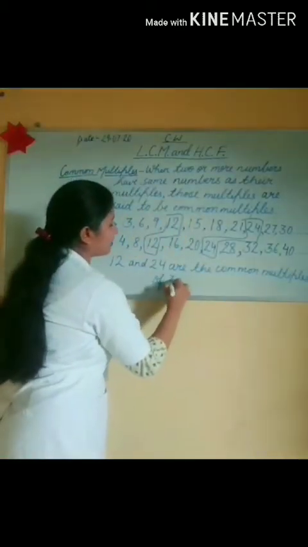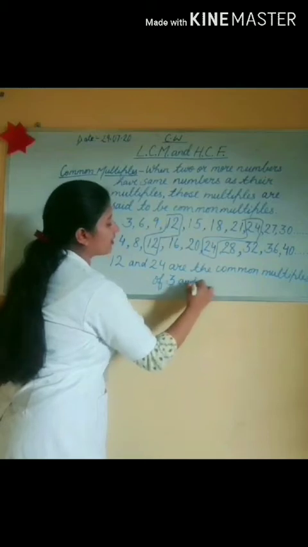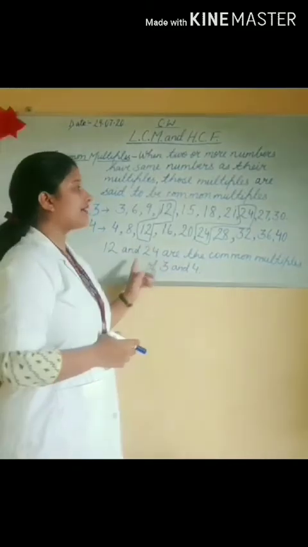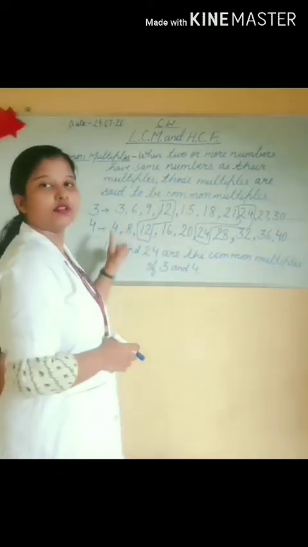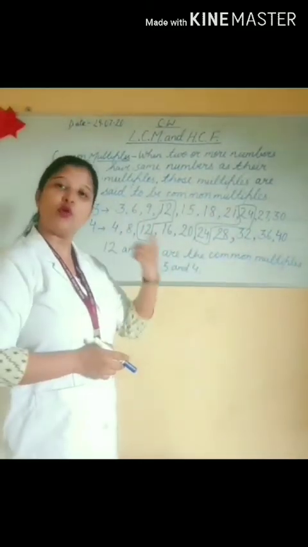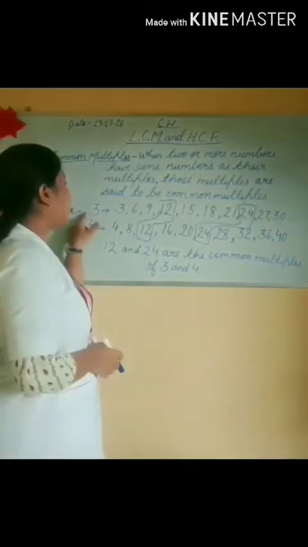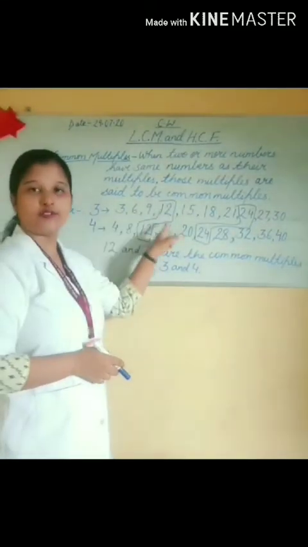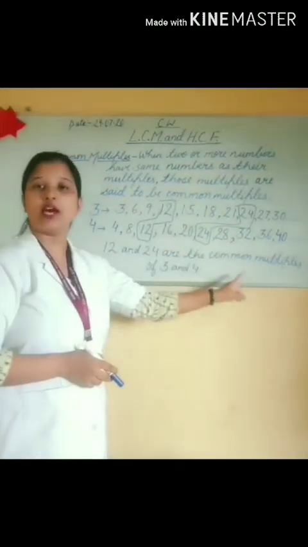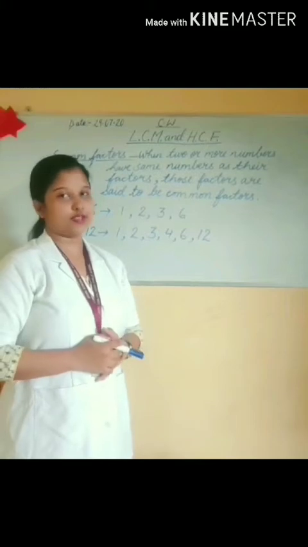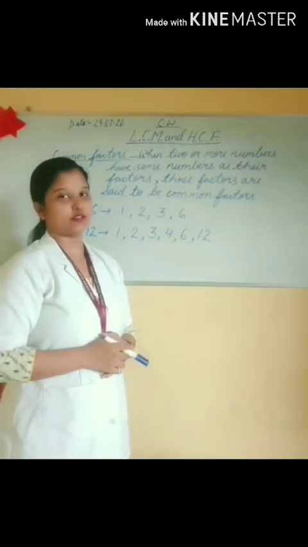of 3 and 4. So students, you have to remember one more thing. As you write more multiples of 3 and 4, you will get more common multiples of 3 and 4. So in the first 10 multiples of 3 and 4, 12 and 24 are common multiples. Understood? Good. Now let us understand the meaning of common factors.